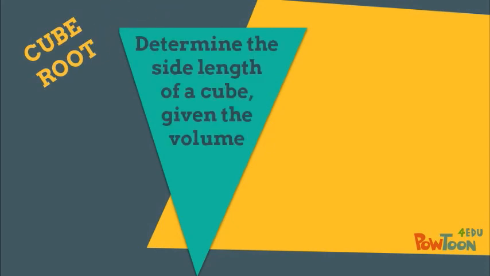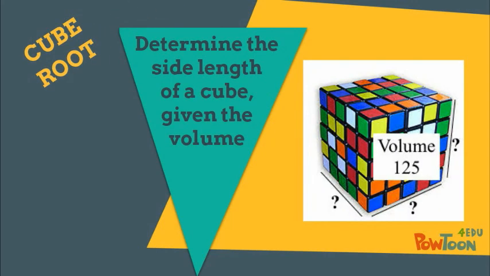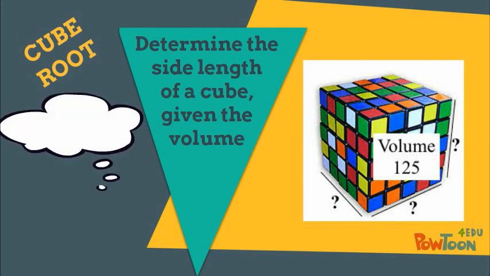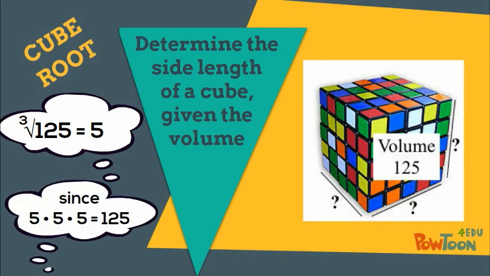Let's consider cube root. This is when we're given the volume of a cube, like 125, and we're asked to find the side length. In this case, the side length would be 5. The math sentence is the cube root of 125 equals 5.